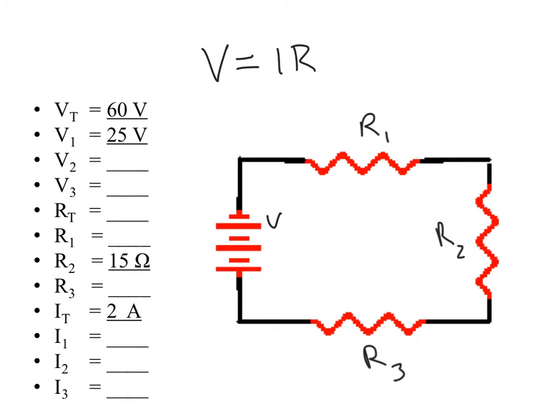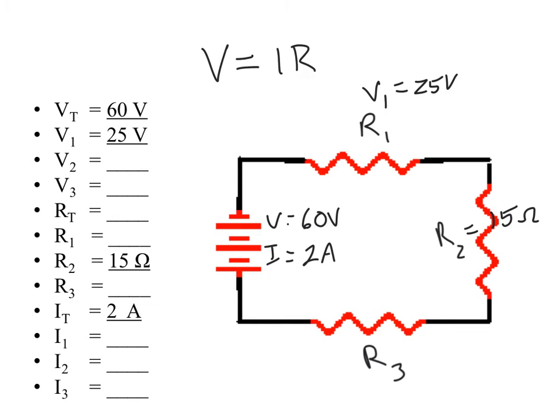For my battery, I know that the voltage is 60 volts. And I know the voltage of resistor 1 is 25 volts. I know that the value of resistor 2 is 15 ohms. And I know the total current, so I'm going to write my total current here with the battery. My total current is 2 amps.